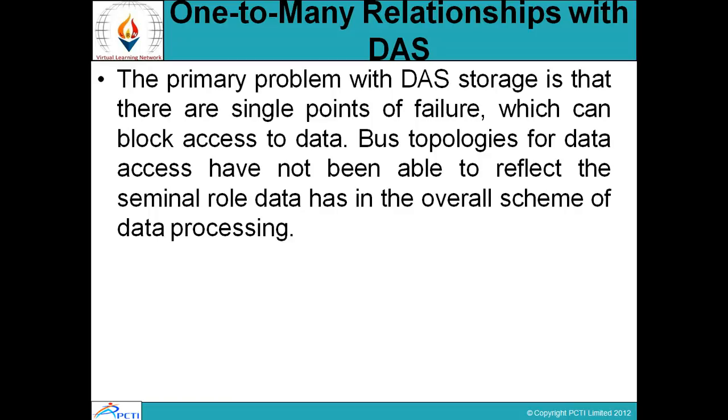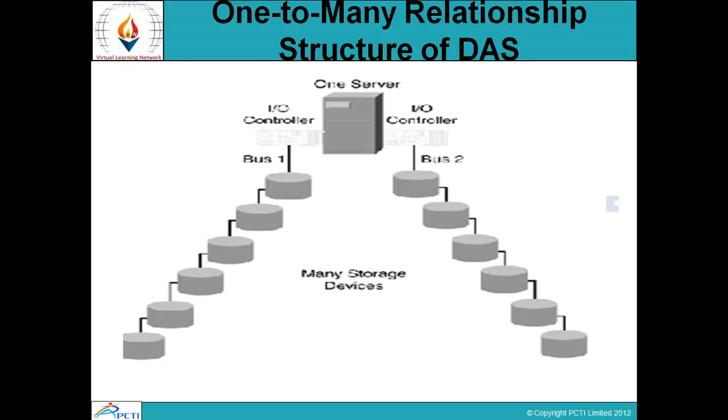So DAS uses a one server to many storage relationship. Let's see the diagram here. That is the one-to-many relationship structure of DAS. In this diagram you are able to see the client and one server, and from there is a controller which sends input output on this side and this side, and this is the bus 1 topology and this is the bus 2 topology.